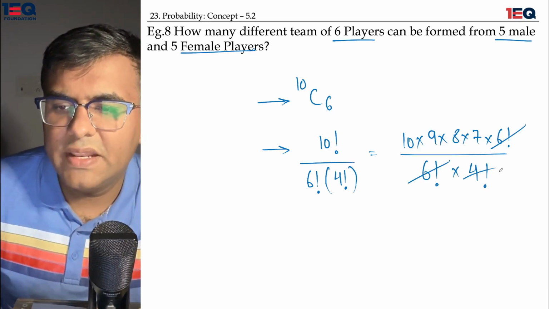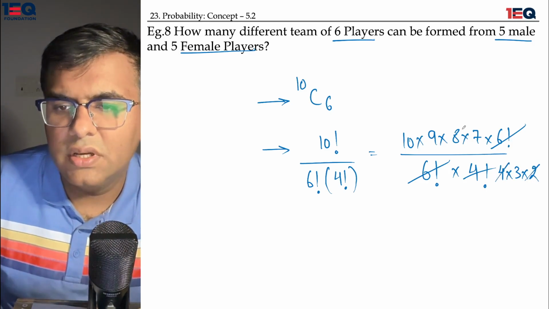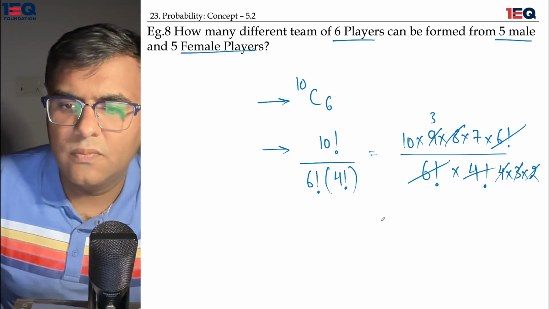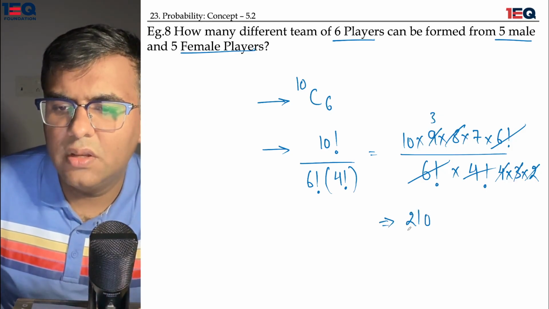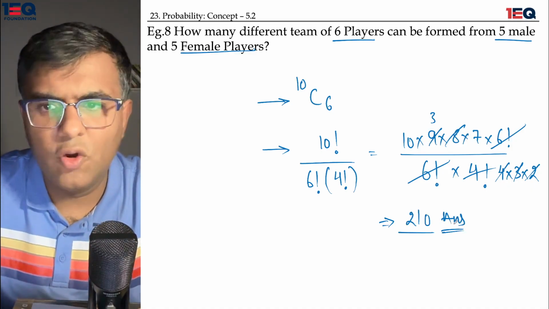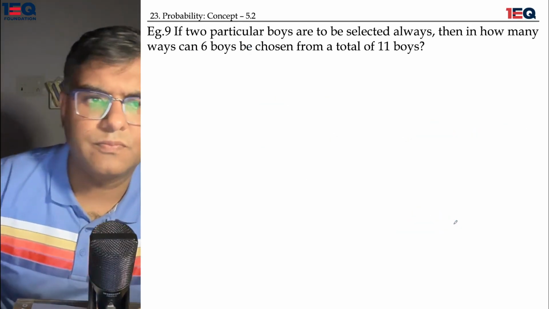4 factorial when expanded forms 4 into 3 into 2, right? 4 2 is a 8 is gone, 3 3 is a 9 is gone, right? So 7 3 is a 21, 2 1 0 is my answer. Okay, 210 is my answer. I hope you're able to get it. Simple enough. Let's move on.